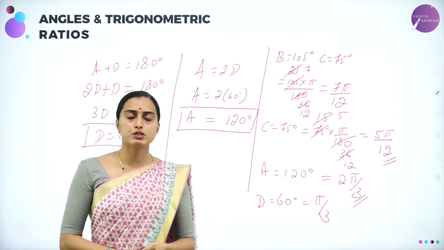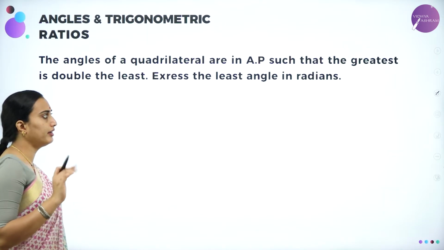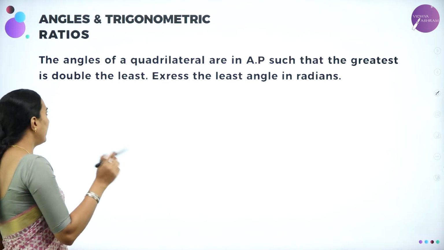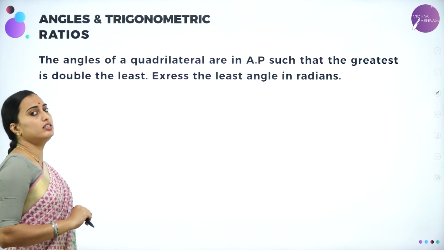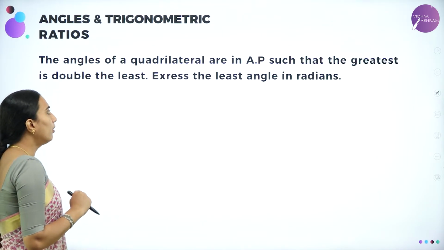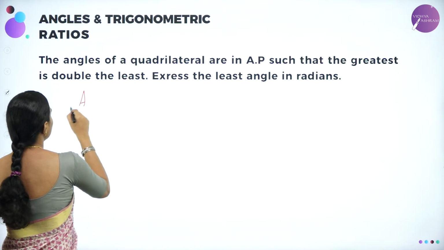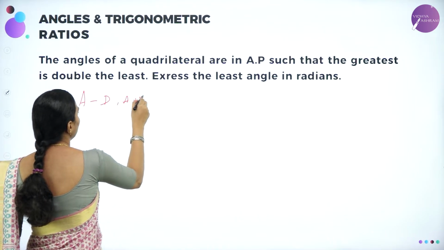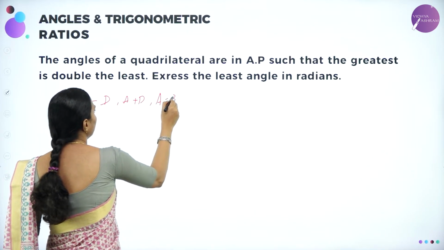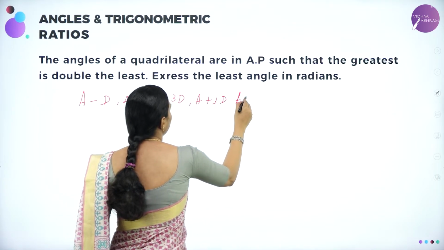We'll move on to the next problem, dears. What they have asked: the angles of a quadrilateral are in AP such that the greatest angle is double the least. Express the least angle in degrees and radians. So, we know that the angles of a quadrilateral are what? A minus 3D, A minus D, A plus D, A plus 3D be the angles in AP.